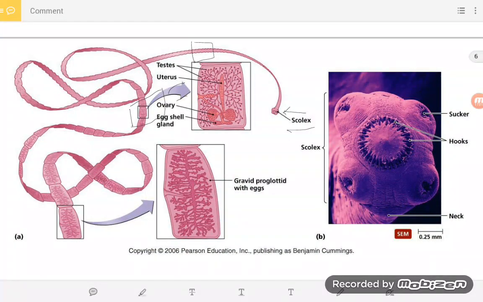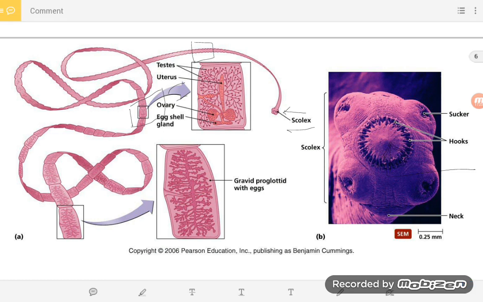And another thing, when we consider the scolex, here you can see suckers, 4 suckers, and hooks. If it is present, hooks you can see. The other one, this is the rostellum. This is the rostellum, right?